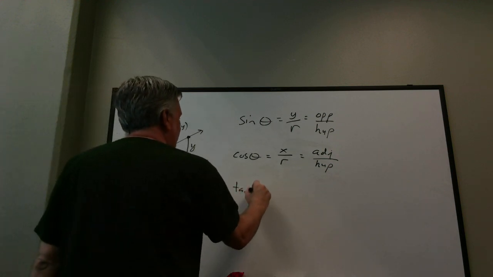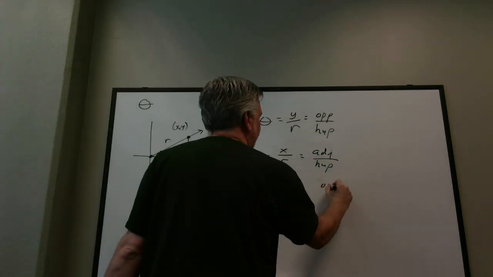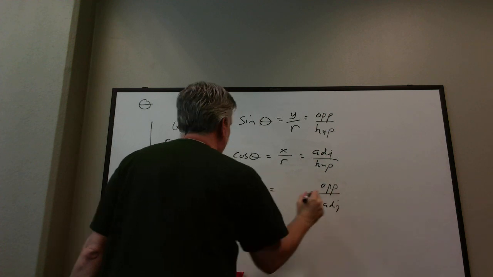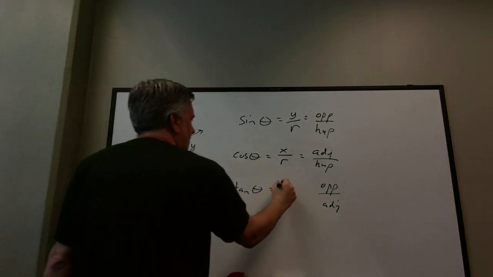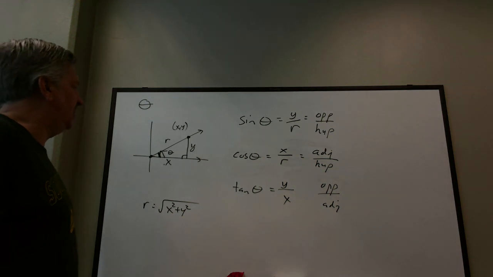And then tangent is opposite over adjacent. Again, that's the way I learned it, but in my picture, what's opposite over adjacent? Y over x. Okay, so those are the three basic ones.